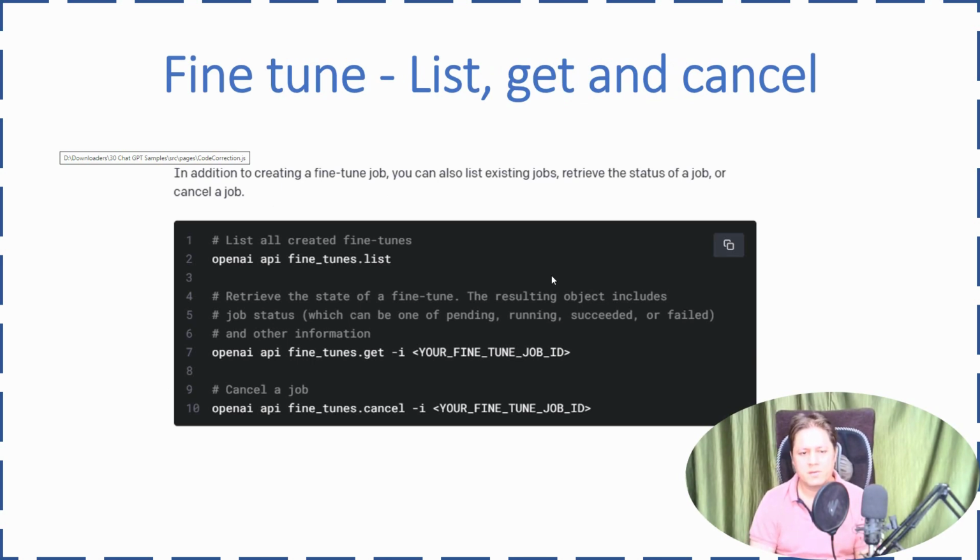In addition to creating the fine-tuning jobs, there are a few other methods also, like you can list all the fine-tune jobs. You can get any particular fine-tune job by ID, and you can also cancel the fine-tuning. So there are three things which I am showing here on my PPT. There is a list command which will list all the fine-tuning jobs. The get command will get one, and cancel will cancel it.